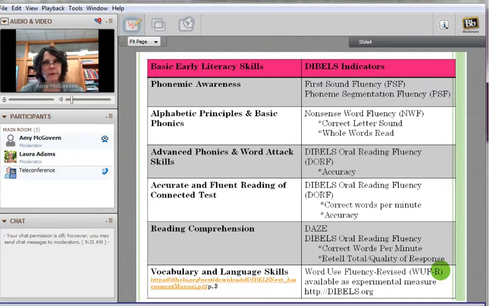And it's a very tight correlation in kindergarten and first grade, and even into the first semester of second grade, you can tell a lot. So at the youngest grades, it's almost the most reliable. And finally, the vocabulary and language skills that we can acquire through word use fluency, which is showing back up through DIBELS Next. They've revised that, and it's available on an experimental basis.